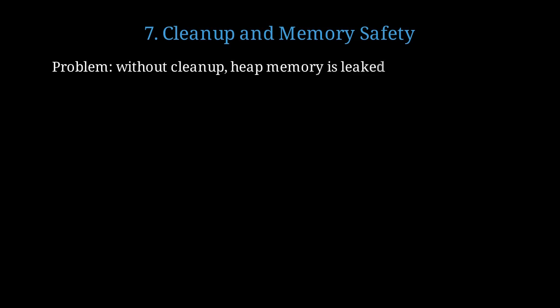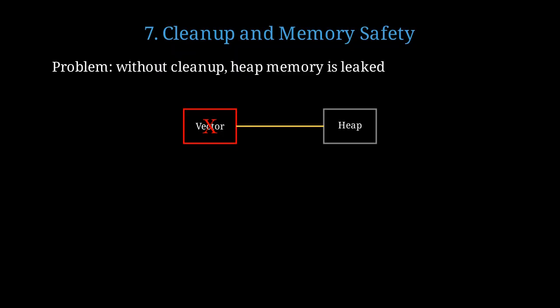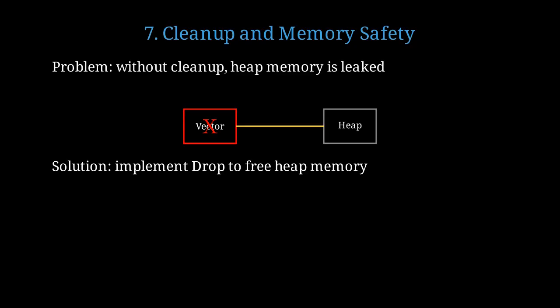When a vector goes out of scope, we must properly clean up to avoid memory leaks. Without proper cleanup, when the vector is dropped, the heap memory remains allocated but unreachable. When the vector is destroyed but the heap memory isn't freed, we have a memory leak. The solution is implementing the drop trait to properly deallocate heap memory when the vector is destroyed. We must drop each individual element first to run their destructors, then free the array memory.